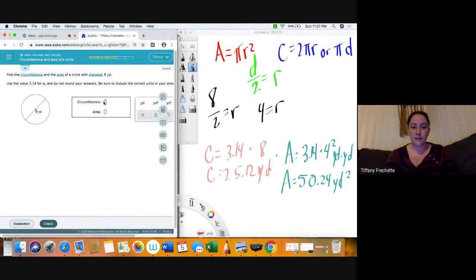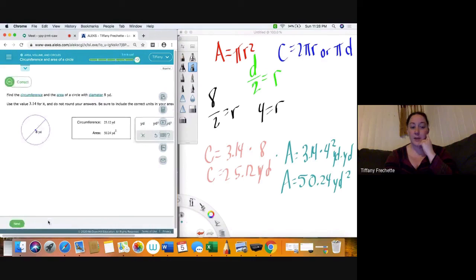Okay, so let's go ahead and answer that. So we have 25.12 yards and 50.24 yards squared. Again, if you don't put the yards and yards squared, it'll warn you the first time, but after that, it will mark you wrong. So make sure you're putting that in there. All right, so we finished that one. Yay!